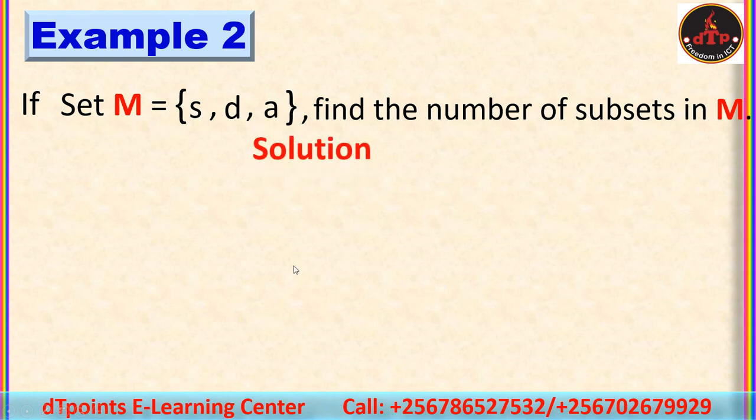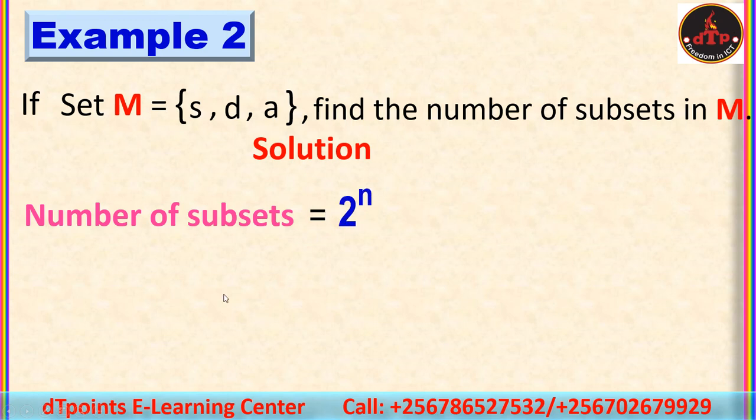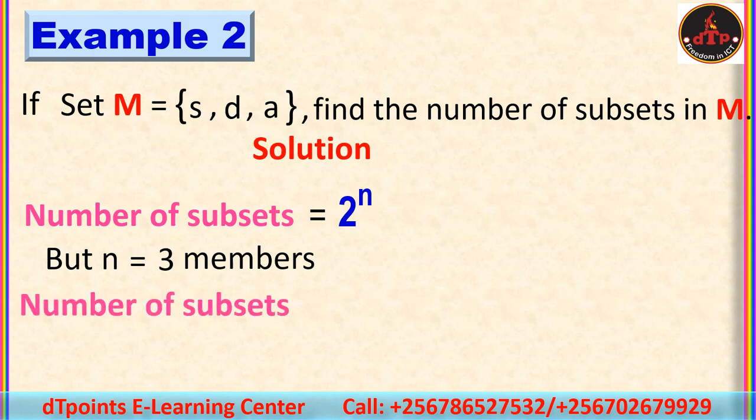Now let us move to the solution. We shall say number of subsets is equal to 2 power n. But remember, n is 3. The elements which are here, let us count: 1, 2, 3. So we shall put here 3 members, and this is what we are going to use for our calculation. We shall now say number of subsets is equal to 2 power 3. This is 3 here. Are we together?